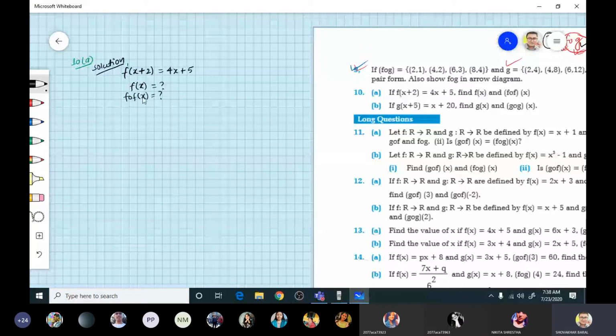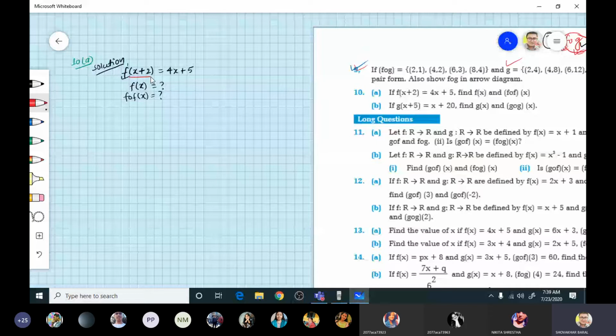For this, for both composite and f, we need to find f here. So let's find the function f at first. This function is f here, but actually this is not f of x. This is somehow like x plus 2 is there. You cannot replace this x plus 2 simply with x. So let me do some magical thing to find the value of f of x at first.